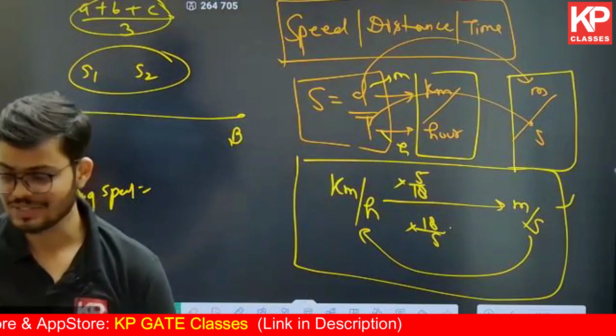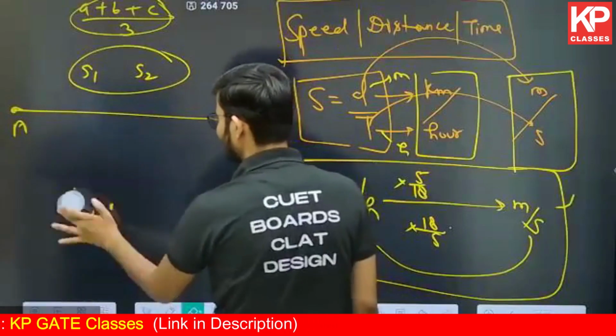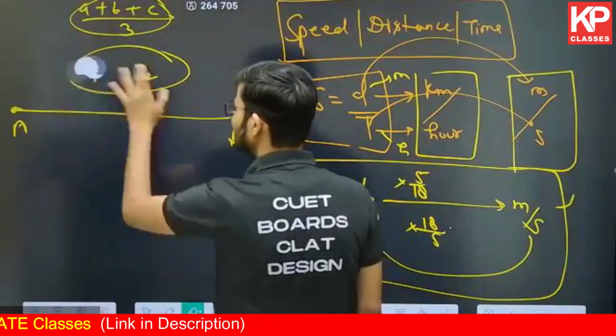That is how we find out the average. But this does not work in the case of speed. Why does this not work? Try to understand the concept of average speed.